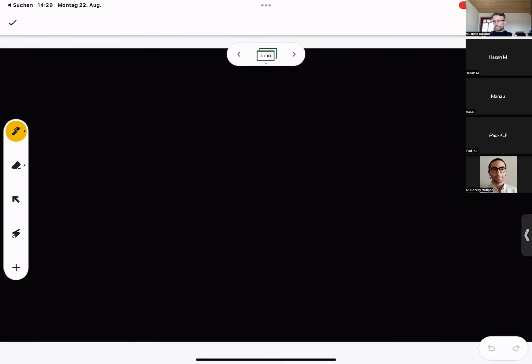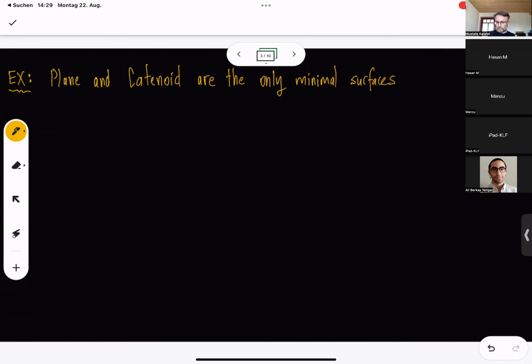All right. So to give an example, plane and catenoid are the only minimal surfaces in R3 obtained as a surface of revolution.